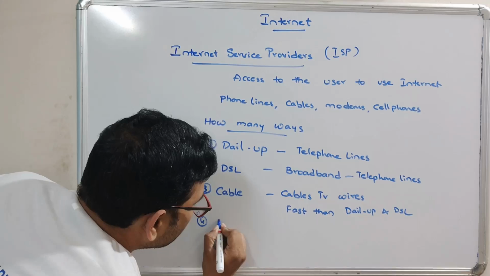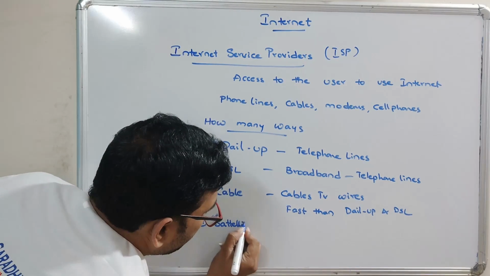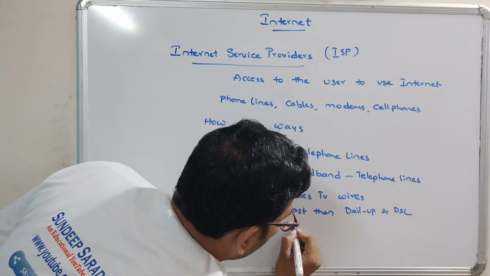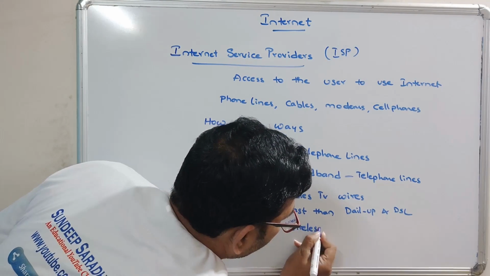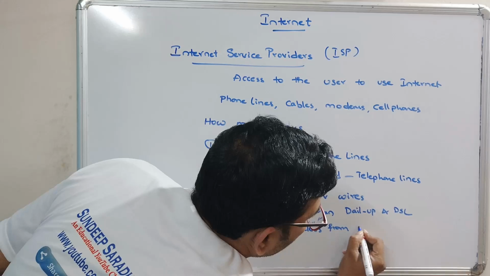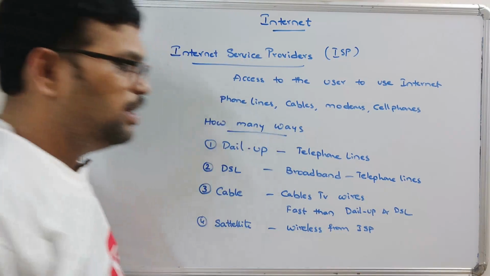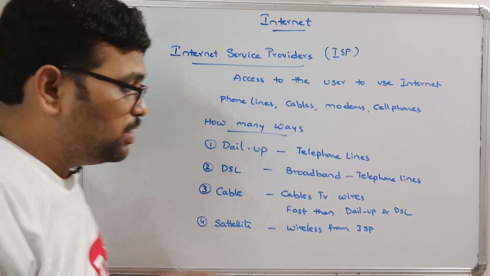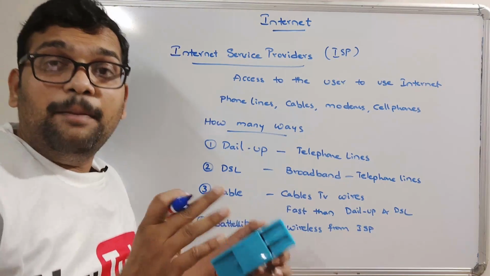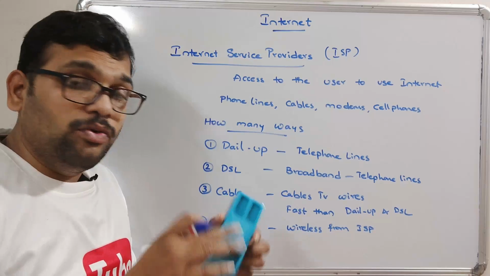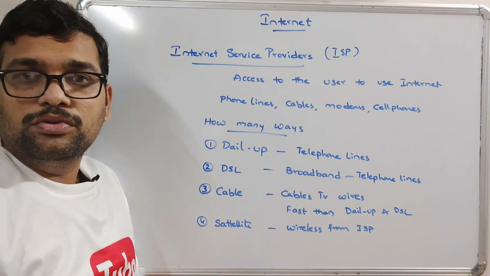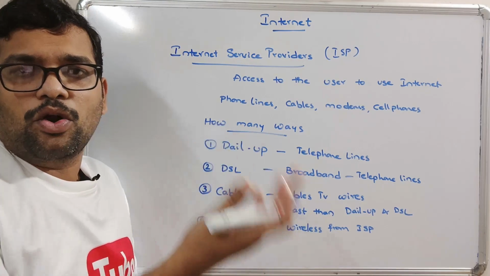And the fourth one is satellite. It will give wireless internet from the internet service provider. So the net will be connected wirelessly from the internet service provider. There will be no wires, but due to weather conditions, the signal strength may be low. So it depends upon the weather. So there is a drawback.